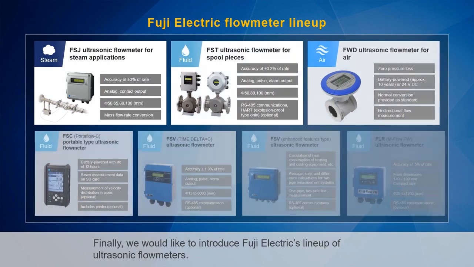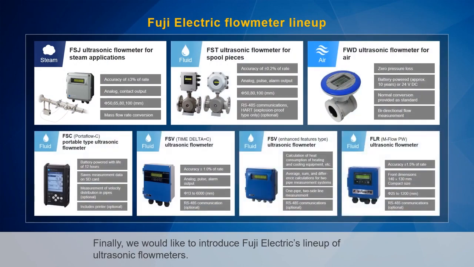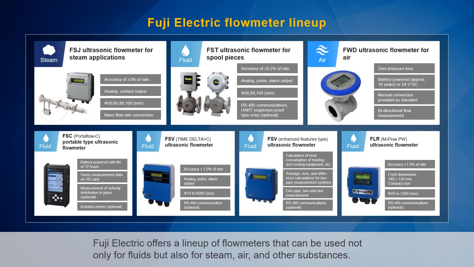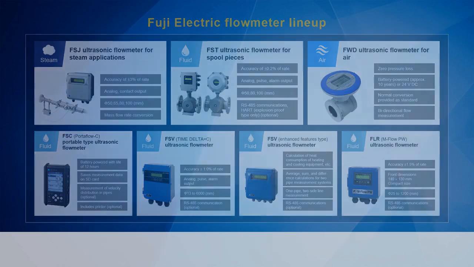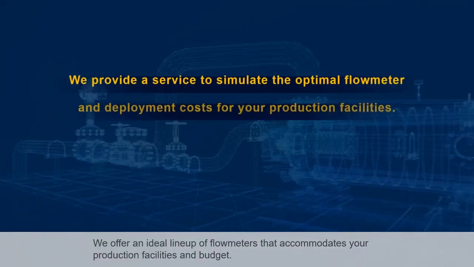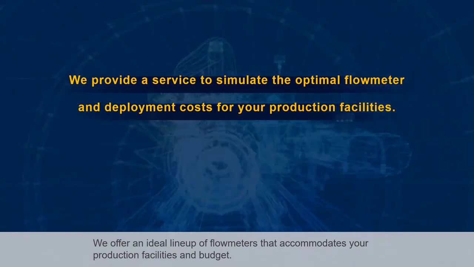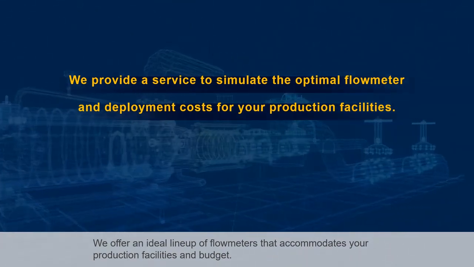Finally, we would like to introduce Fuji Electric's lineup of ultrasonic flow meters. Fuji Electric offers a lineup of flow meters that can be used not only for fluids, but also for steam, air, and other substances. In order to meet the needs of your application, converters are available in both installable and portable types. We offer an ideal lineup of flow meters that accommodates your production facilities and budget.